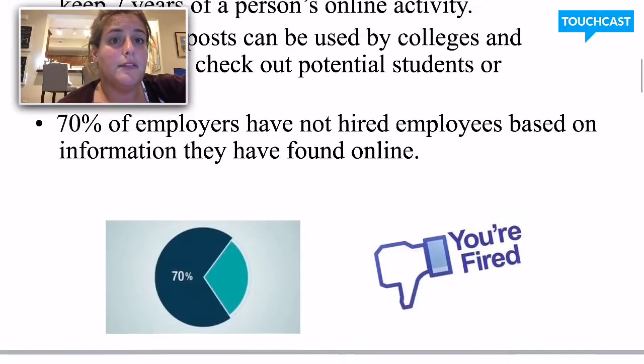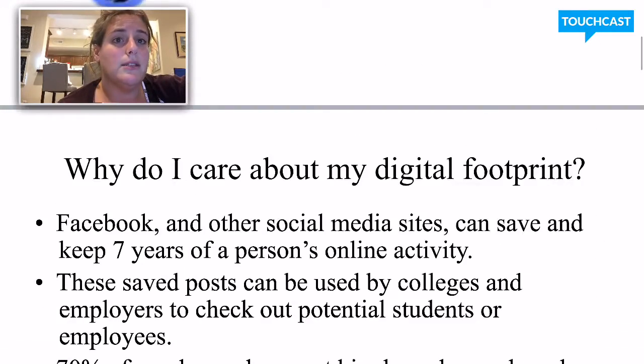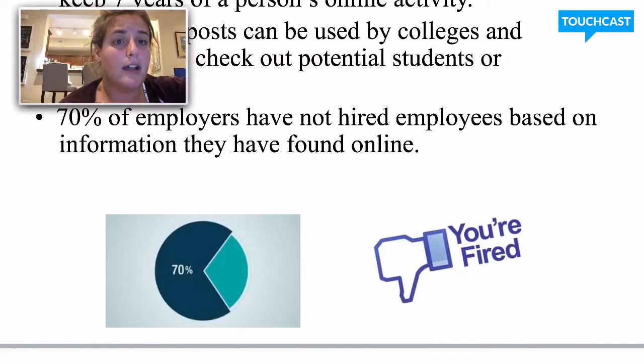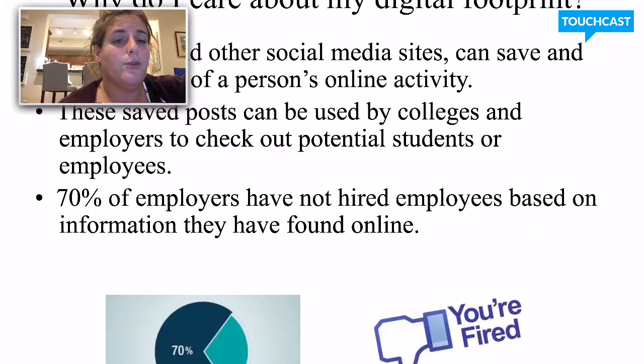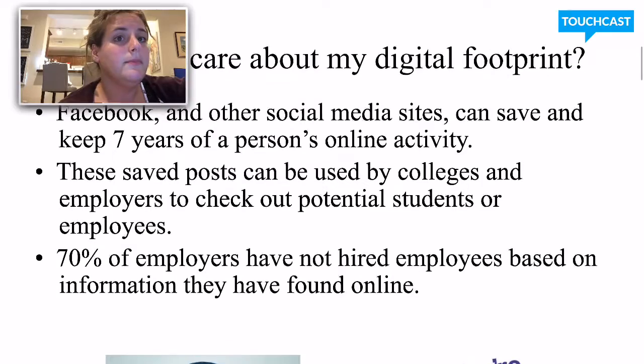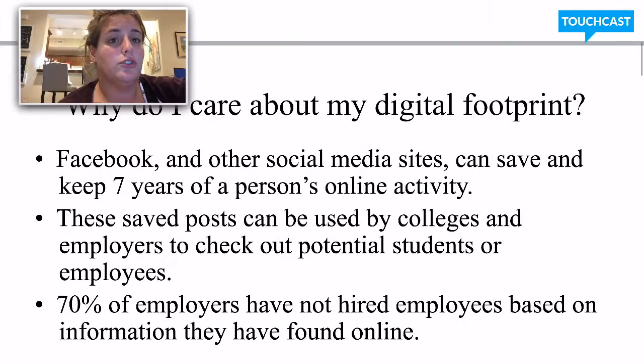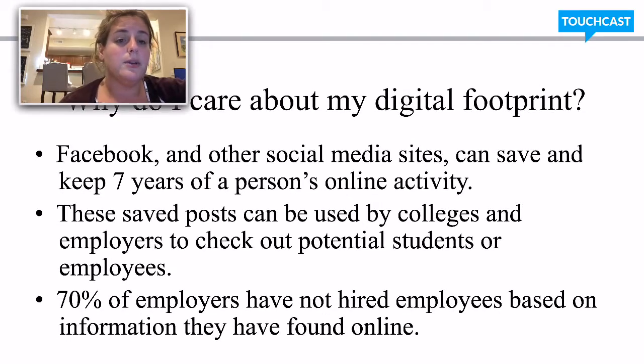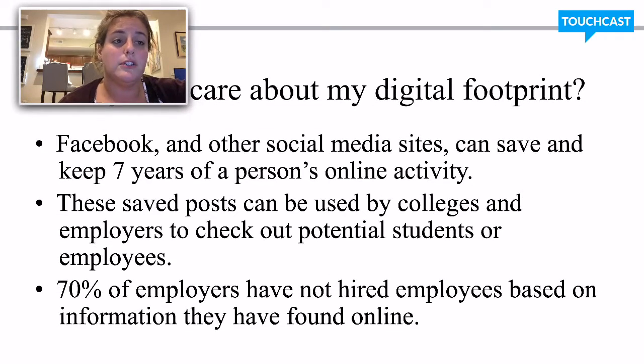Some examples of images that you could use to represent this: if you're drawing in your sketch notes, you could draw a 70% pie graph like we have down here and write out next to it, "Lost out on jobs because of online posts." You can also draw a logo of Facebook or another social media site and write next to it that they can keep your post for 7 years.